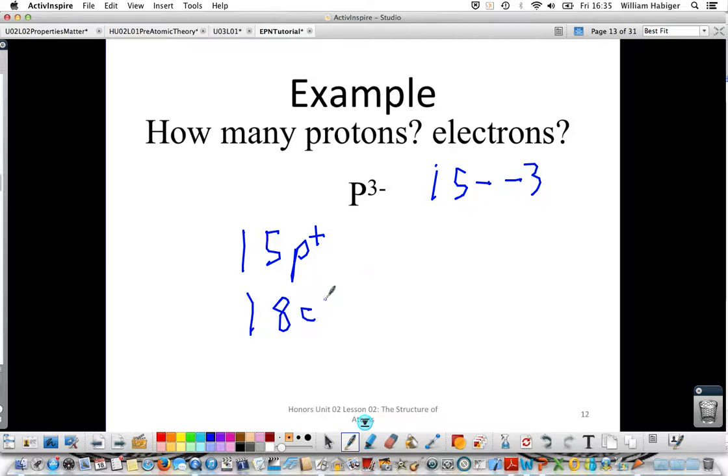Also we can reason it out by looking at the fact that the charge is negative, so we know the electrons are winning, so that means we're going to have more electrons than protons. How many are we going to have? We're going to have 3 more.